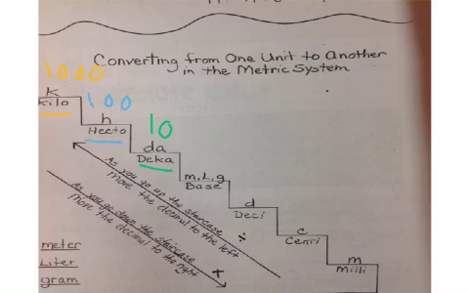Going down the staircase, you have deci. So a decimeter is 1/10, which I'm going to show in decimal form. A centimeter is 1/100th, and a millimeter is 1/1000th. And those are all compared to a meter.